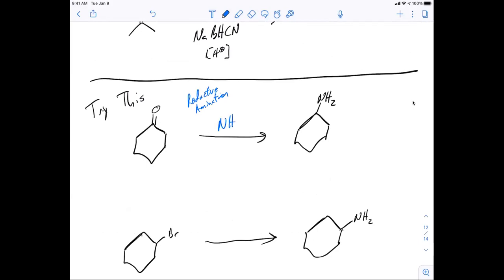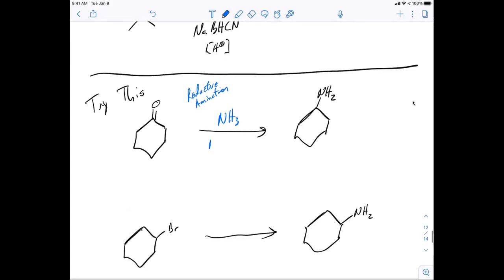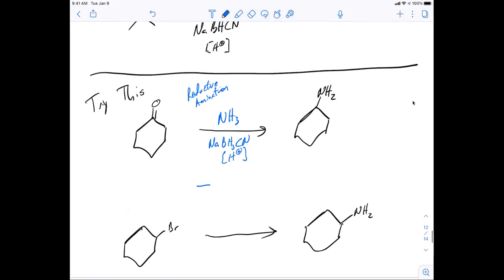So here, NH3, right? Since we are ending up with a primary amine, we want to start with ammonia, and then the sodium cyanoborohydride, right? And a trace acid. We could have also done this as 2 steps.